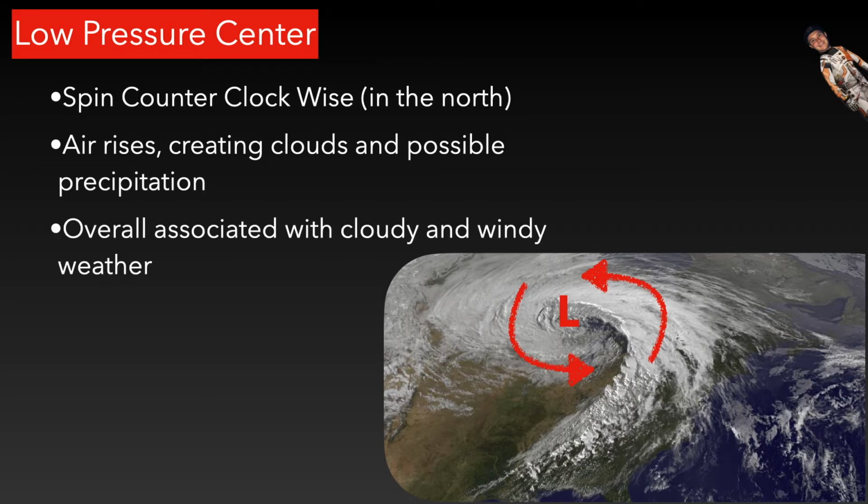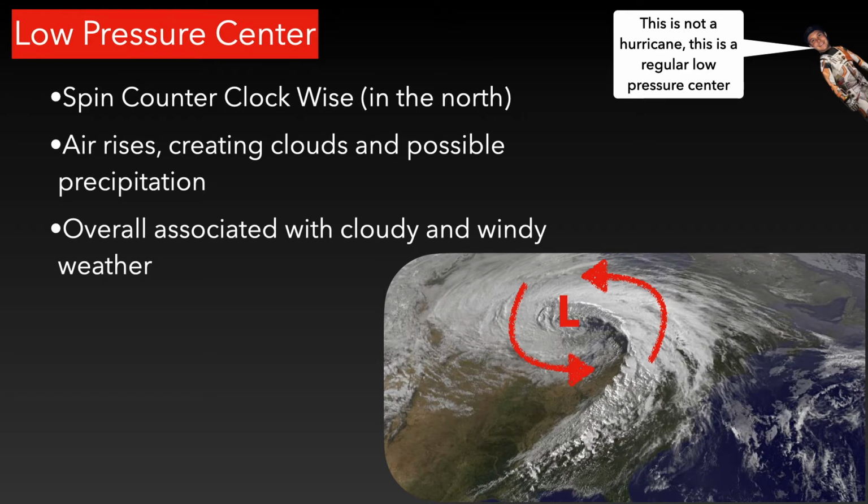Overall, a low pressure center is associated with cloudy and windy weather. So when we see a weather map that has a low pressure center on it and it is nearby a certain location, generally that location will be cloudy, windy, with possible rain or snow. Now I want to note that this picture is not a hurricane. It is a very typical low pressure center that goes over land. And although it looks like a hurricane, it is not. The motion that they have is very similar.